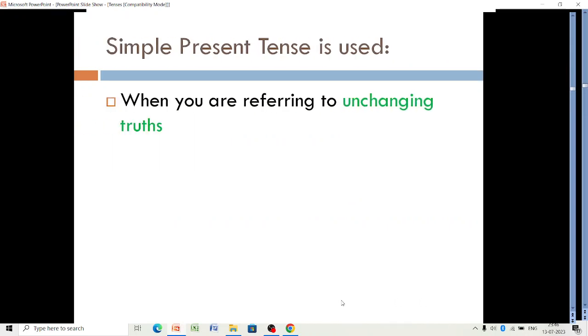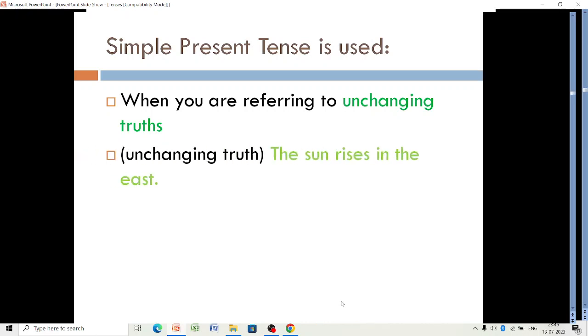When you are referring to unchanging truths, any guess? The sun rises in the east, unchanging truth. The sun sets in the west, unchanging. South pole attracts the north pole, unchanging truths. Same pole repels. So when you refer to an unchanging truth, we need to use the simple present tense.